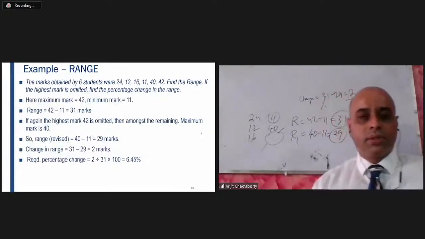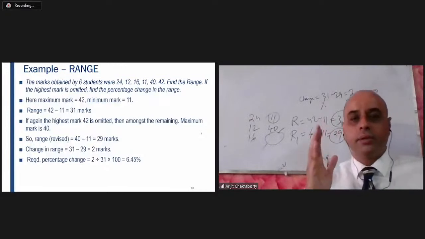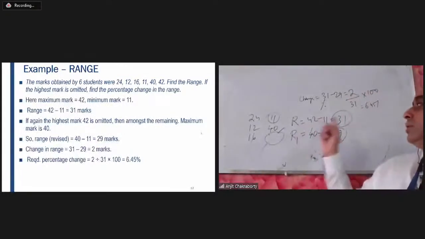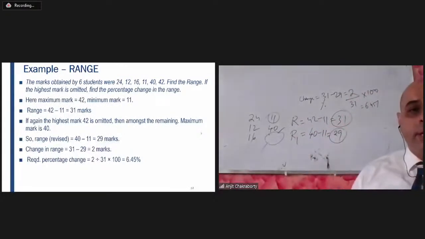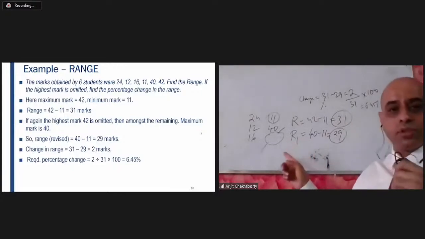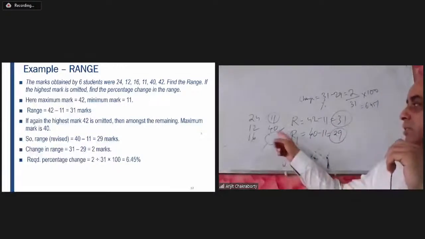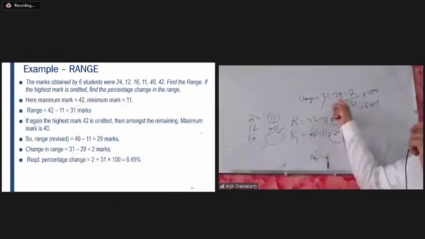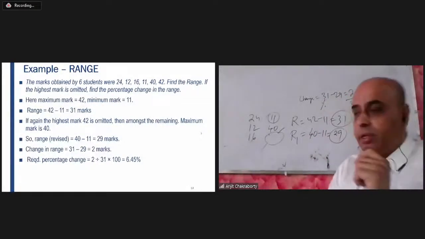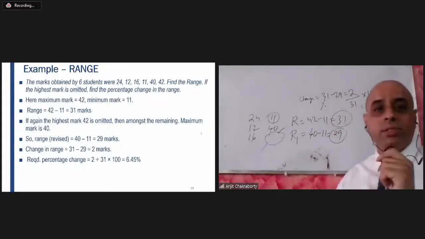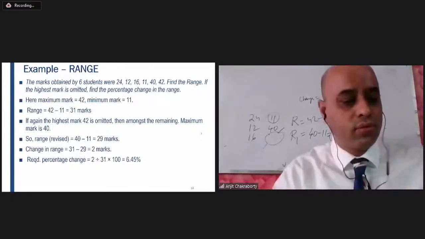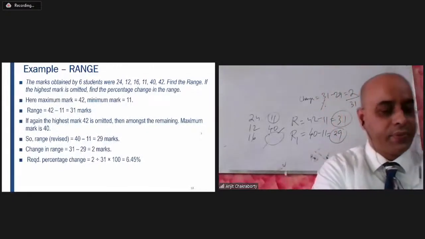So please note this working out. We have found the highest value and the lowest value. From there, we have worked out the range, which is 31. But then the highest number is supposed to be removed as per the problem. So the next highest is 40, and the new range is 29. The change in the range is 31 minus 29, that is 2 marks. The original range was 31, so the percentage change in the range is 2 by 31 into 100. That gives you 6.45%.